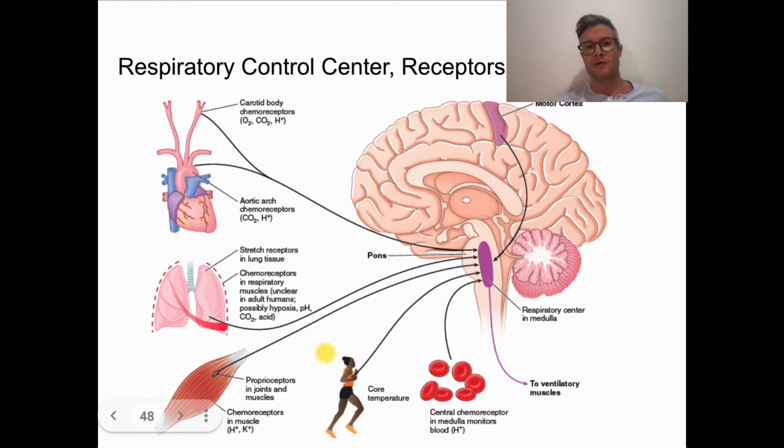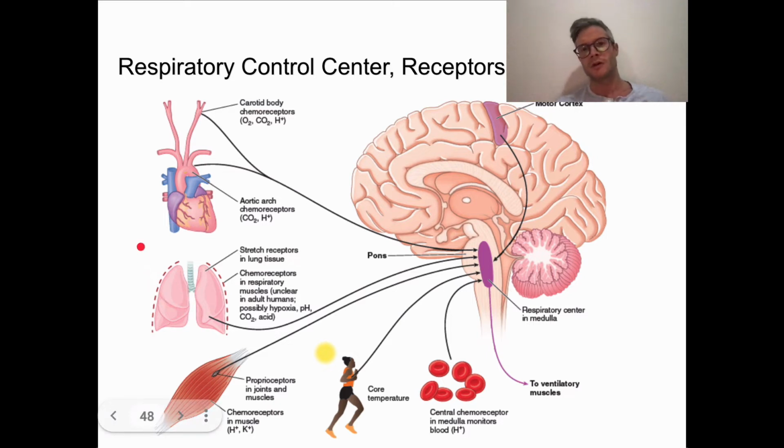And then we have our peripheral control centers or receptors that end up sending information regarding oxygen, carbon dioxide, and acidity from all these different places, as well as some what's called mechanoreceptors. So I'll speak first to mechanoreceptors, and then we'll get into what chemoreceptors are.